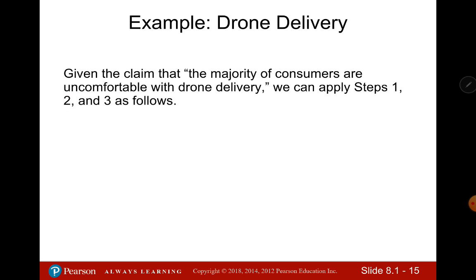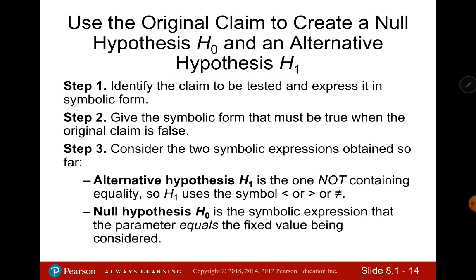So let's check the drone delivery example. We follow these steps. Step 1, we find what the claim is. We already know the claim is the sentence about the majority of the customers. Then for step 2, we give the symbolic form. We already know the symbolic form will be more than half. The proportion is greater than half. So this is the symbolic form of our original claim.